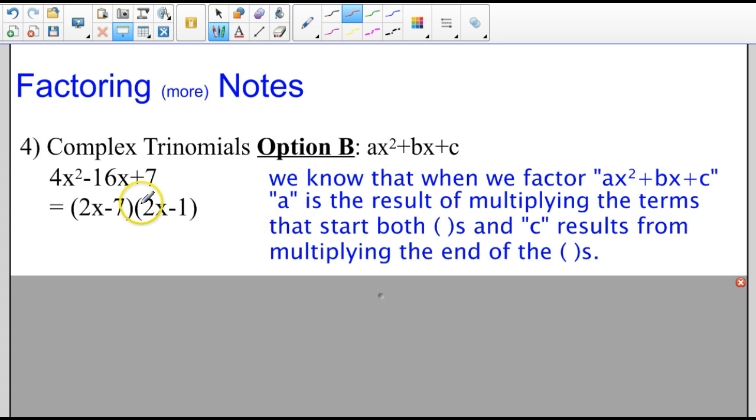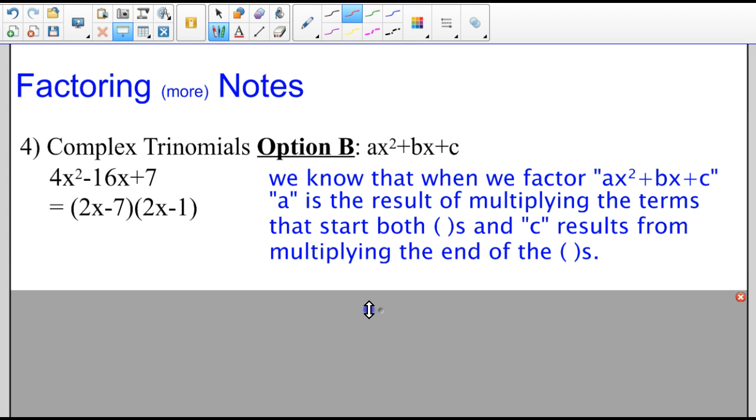But basically, if we have two binomials multiplied, the first term in the first bracket times the first term in the second bracket is what determines the start of our trinomial. The last term, or the second term in each bracket, multiply to give me the last term. And so that's what this says. Again, a little convoluted perhaps. We know that when we factor something like this, A is the result of multiplying the terms that start the brackets, and C is the result of multiplying the terms that end the brackets.